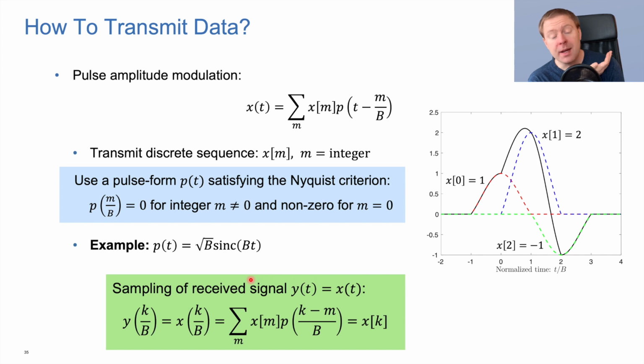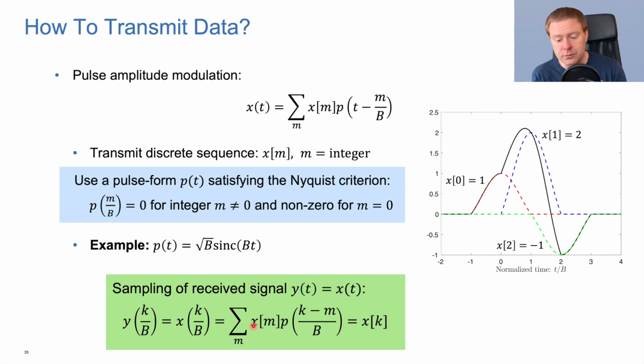And the benefit is particularly that if you take a received signal, which is equal to the transmitted signal here, so if we just ignore the channel for the moment, and then we are sampling at time k divided by b for some integer k, then we are replacing t here with k over b. We get this term here, (k minus m) divided by b. And if k minus m is a non-zero integer, so k and m are different, then the Nyquist criterion says that the pulse will be 0. So then the term goes away. It's only when k and m are equal that we are getting something that is non-zero here.